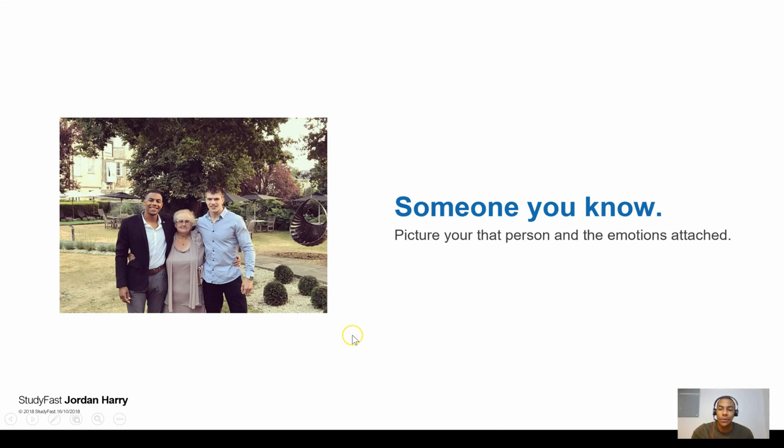The first technique you want to use when you're using association is to associate that person with someone you already know. So for example, my best friend, and apologies to my friends watching this, is Adam. Adam, you can see, is on the right-hand side. Now, whenever I meet someone called Adam, I instantly picture my best friend Adam. I picture the emotions attached to him, and I picture the traits.